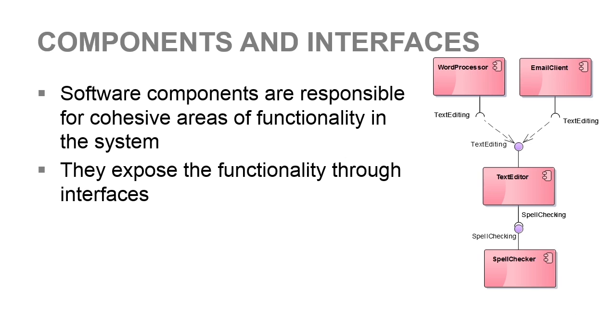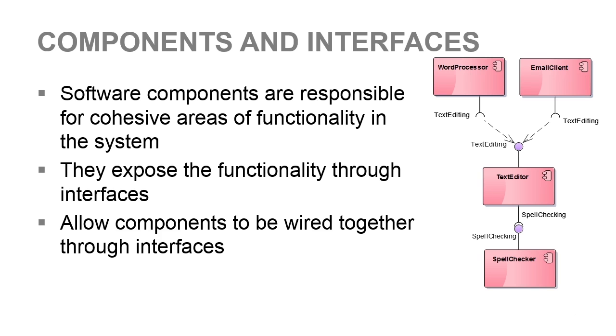Components expose their functionality through interfaces. These could be application programming interfaces, APIs, or they could be something like web services. The principle of information hiding is used to keep the details of the implementation from other classes or components that use the services they provide through interfaces.